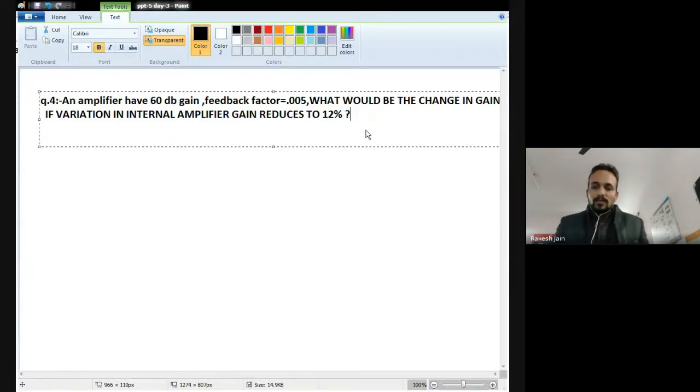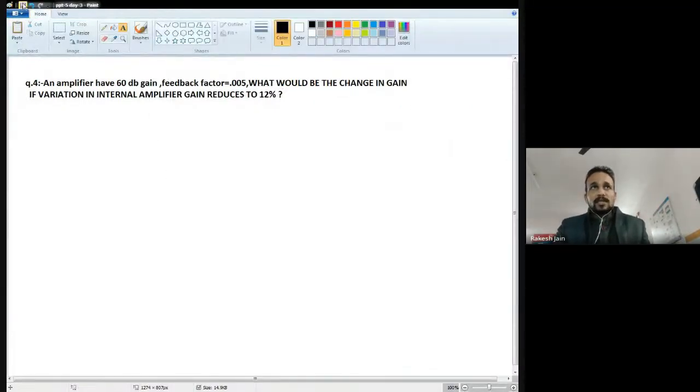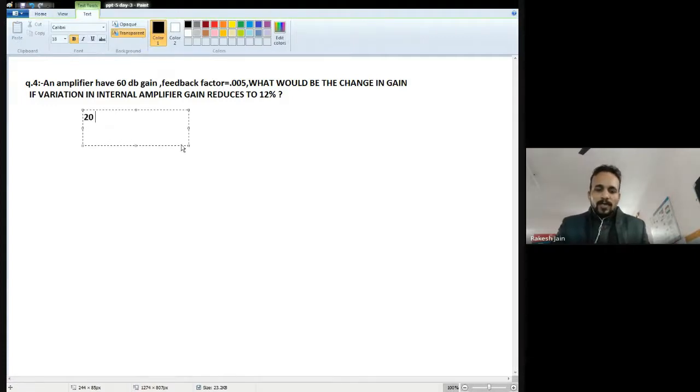Okay, this is also a new question in front of you. Now see, an amplifier has a 60 dB gain. Till now, no word related to the feedback amplifier. It means it is a simple amplifier, without feedback. So 60 dB gain is here. It means 20 log A is given as 60.